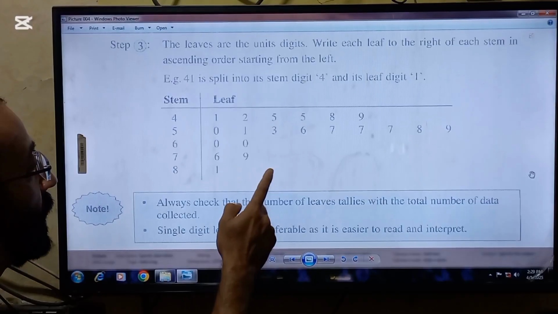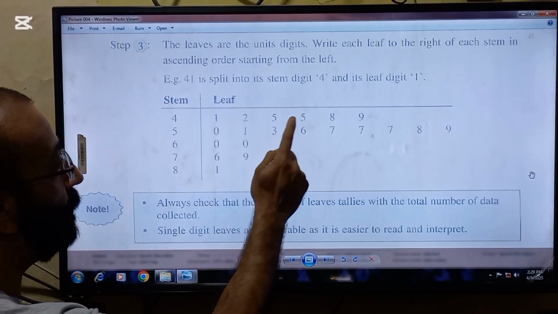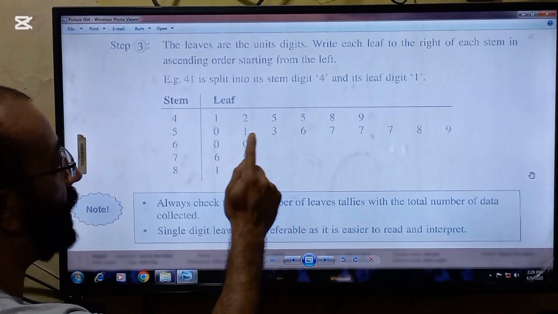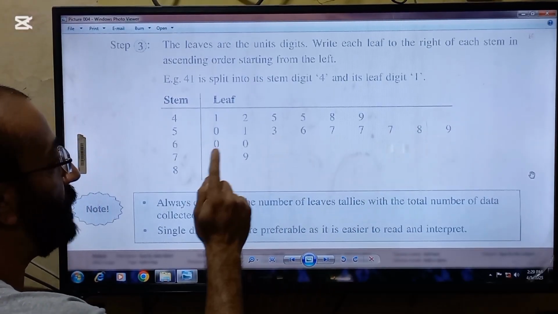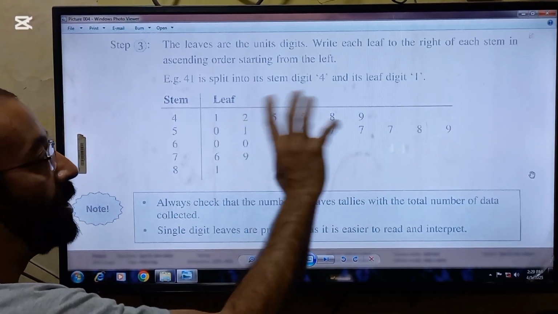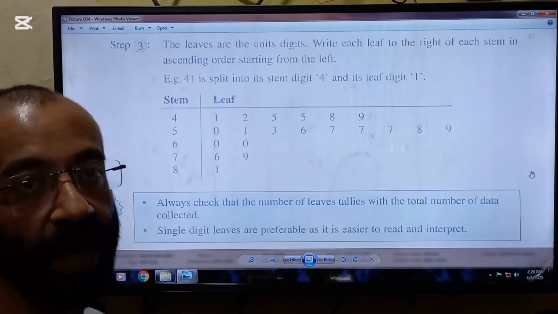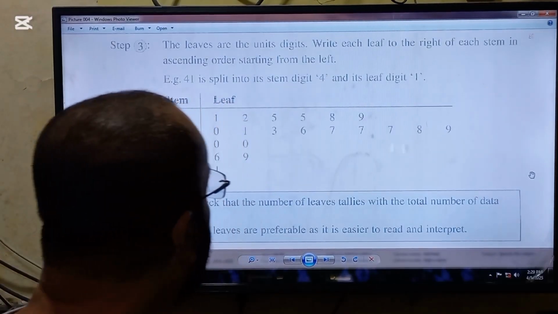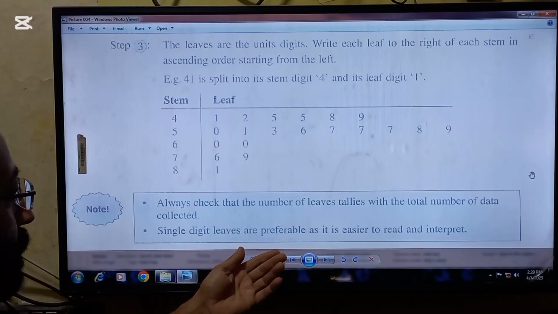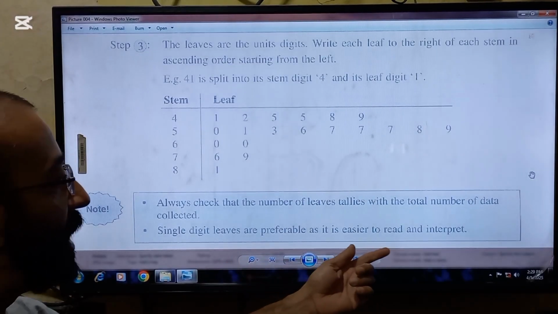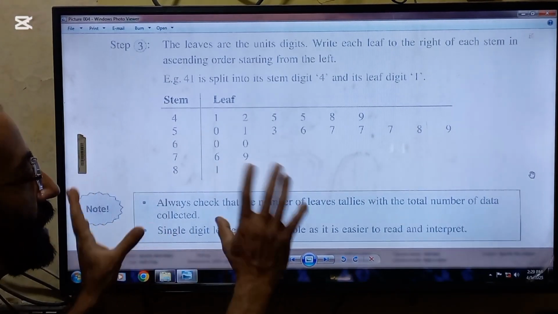So we are counting now: 1, 2, 3, 4, 5, 6, 7, 8, 9, 10, 11, 12, 13, 14, 15, 16, 17, 18, 19, and 20. So the number of leaves tallies with the total data. Single digit leaves are preferable as it is easier to read and interpret. So these are some points.